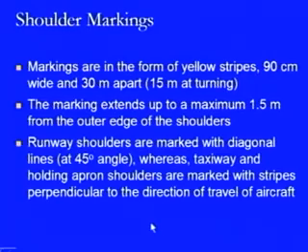Runway shoulders are marked with diagonal lines, that is at an angle of 45 degrees, whereas the taxiway and holding apron shoulders are marked with strips which are perpendicular to the direction of travel of the aircraft. So, that is how a pilot can understand that they are moving away from the runway and coming onto the taxiway or holding apron. As soon as the markings become straight or perpendicular to the edge, it means the runway is over and they are moving on to the taxiway or holding apron.